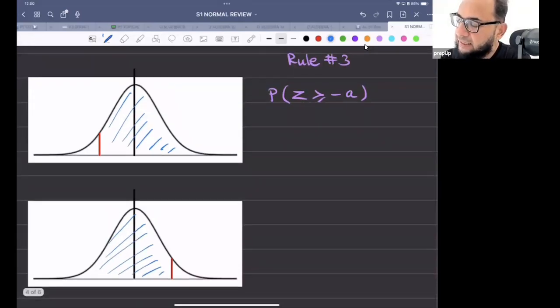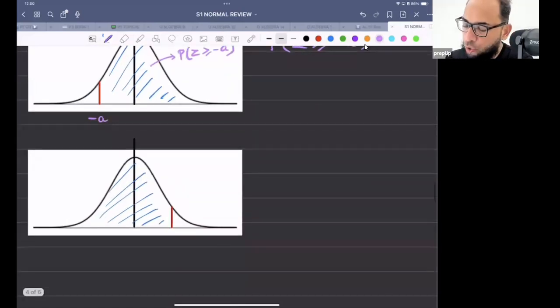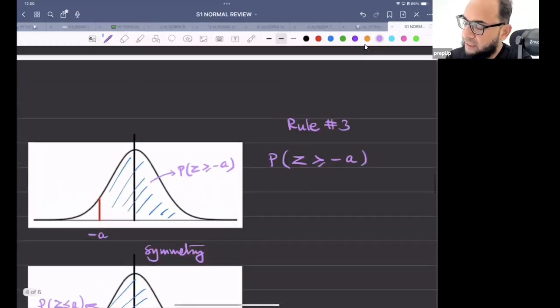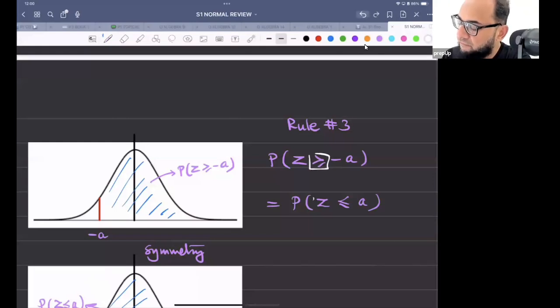Probability Z greater than negative A. So this is negative A. This is probability Z greater than or equal to negative A. According to symmetry, this is the same thing as probability Z is less than or equal to positive A. What is the thing that we have done? We have flipped the inequality. So flip inequality and remove negative sign.